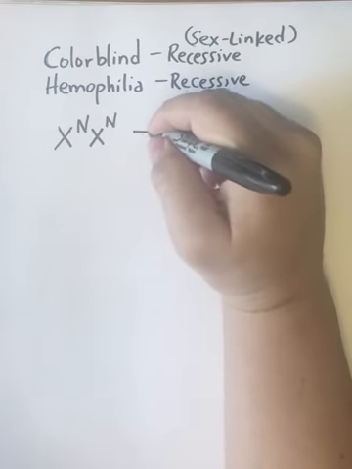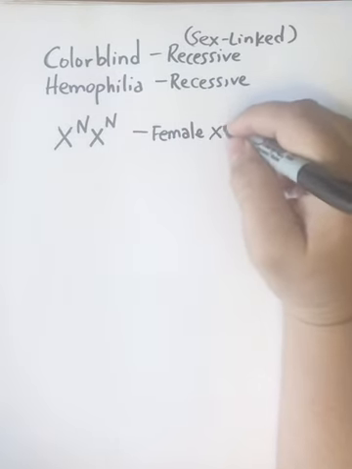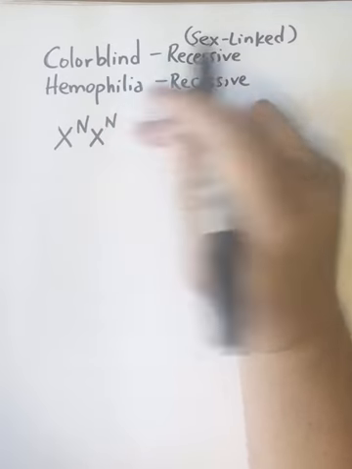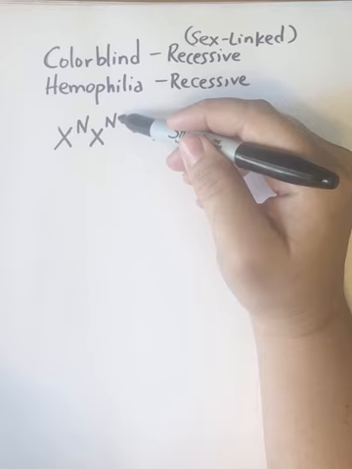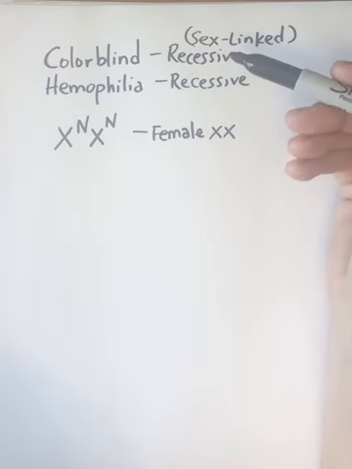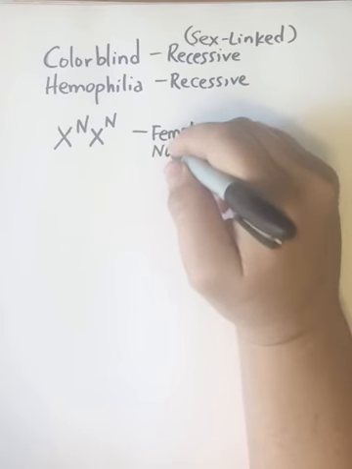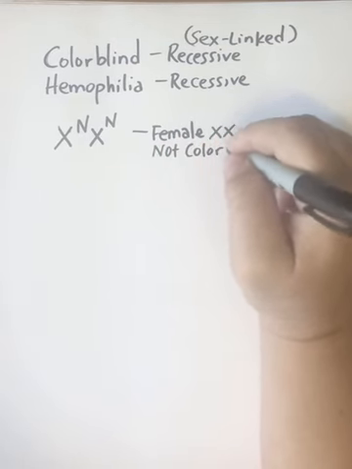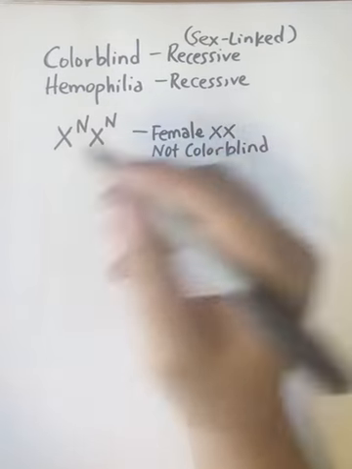So this would be a female because it is XX. However, she is non-colorblind because she does not have any recessive traits. So this is like simple dominance with sex-linked inheritance. So she is not colorblind at all because she has 2 normal traits.